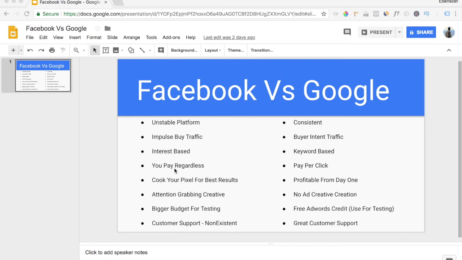So you end up paying whether someone visits your store or not. You're paying based on impressions, video views, engagement. Facebook gets your money regardless if you get a visitor or not. On Google, you pay when someone clicks on your ad and lands on your store.